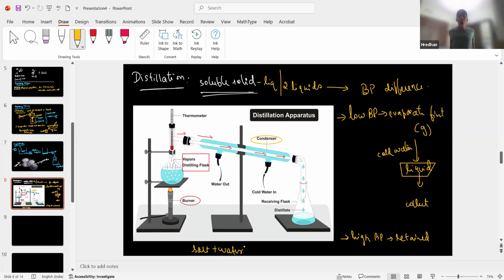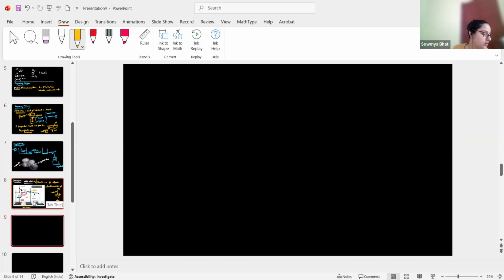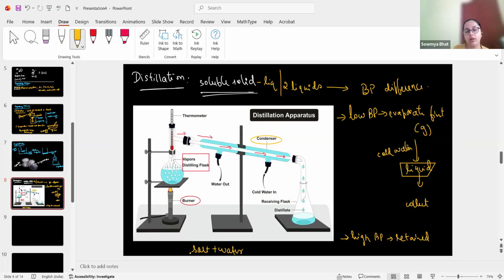Which is the earlier method that we discussed for salt water? Do you remember? Filtration. No, no, no. The other one was evaporation. Evaporation, yeah. Evaporation will evaporate all the water. You won't get water. Okay. Is this clear? Yeah, it's clear.